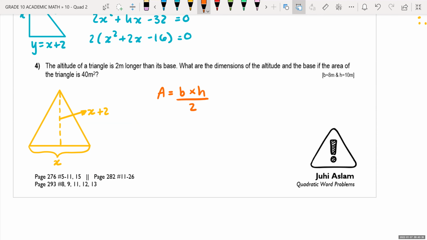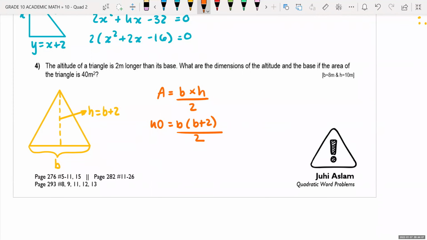You would write your let statement. In this case, I've let X represent the base. Actually, just in case you want to be very accurate, let's call this base and let's call this height. And the height is just going to be the base plus 2. I think that would probably be the best way to write it. Now, when we're putting all of our stuff in, our area is 40, our base is B, and our height is B plus 2, all divided by 2.